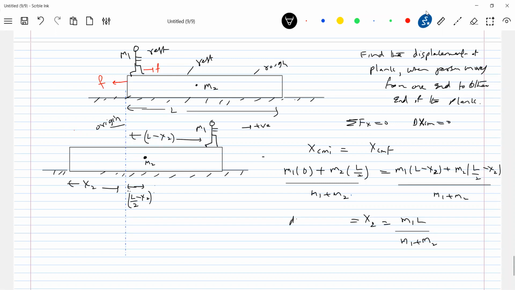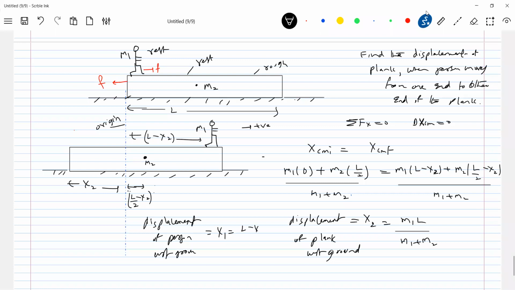What is this? The displacement of the plank with respect to ground. What is the displacement of the person with respect to ground? Earlier he was at origin. Finally, the person is at a distance L minus x2. So the displacement of the person with respect to ground should be equal to L minus x2, which is m2 L by m1 plus m2.